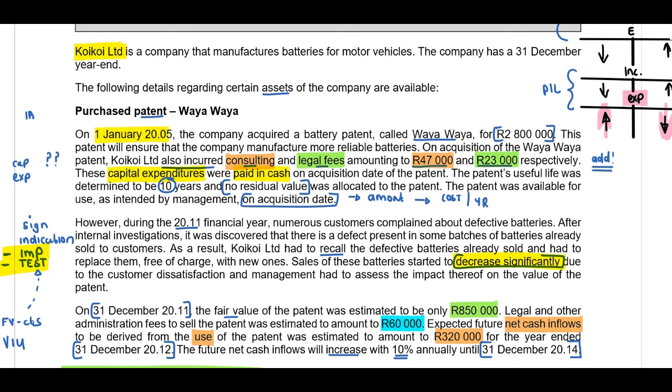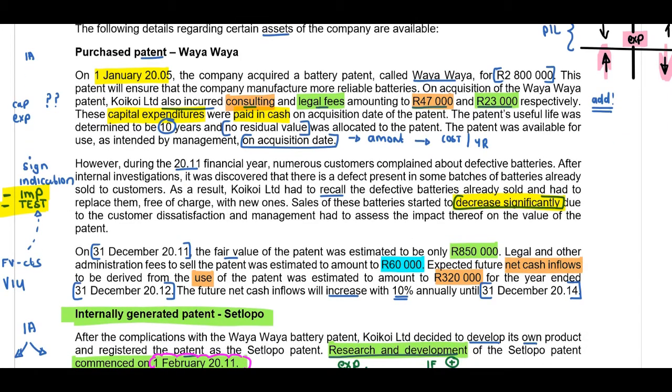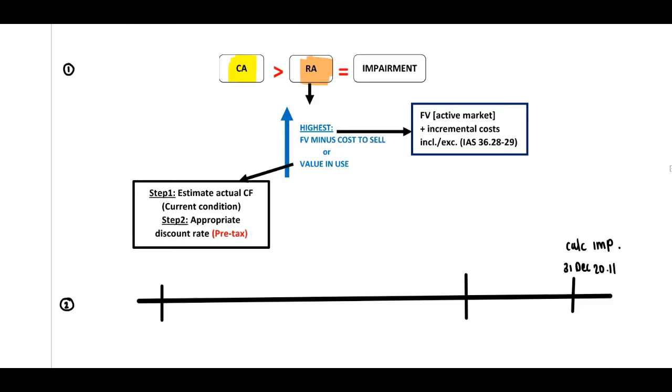Therefore, if I refer to the scenario in terms of this patent, purchased patent on 1 January 2005. Now, I'm going to make use of pink for you to be able to follow me. Therefore, on my timeline, at the bottom, this will be 1 January 2005. Therefore, year end, we will have our 20.05, we will have our 20.06, 20.07, 20.08, 20.09, 20.10, and then 20.11. This is my year ends, right?